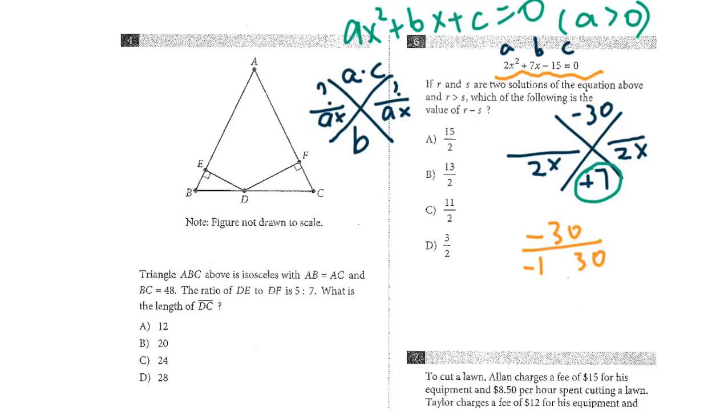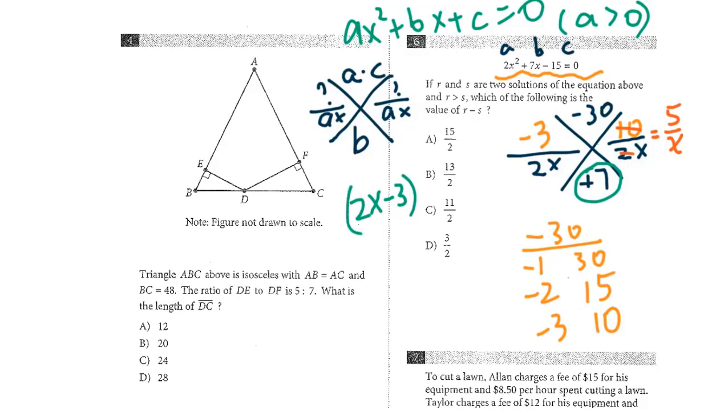So keep going. Negative 2, 15. Adding, that's 13, not positive 7. So keep going. Negative 3, 10. We multiply, get negative 30. We add, get positive 7. That's our factor pair now. So negative 3, here's 10. Then you have to reduce. Here's 1. This is a 5. So here's a 5, here's x. So we write down the answer will be 2x minus 3. Then another factor will be x plus 5.